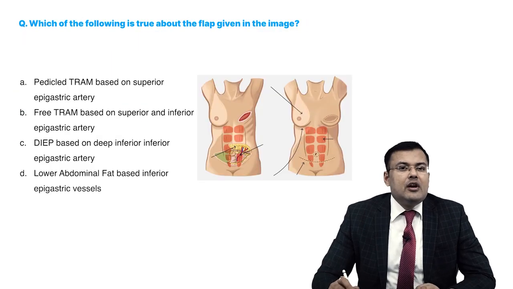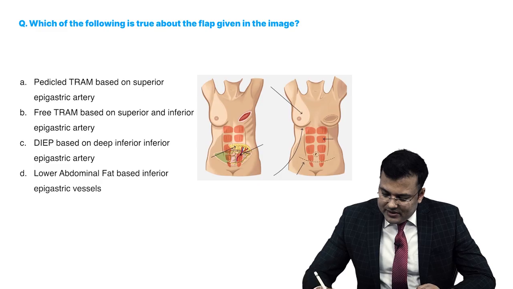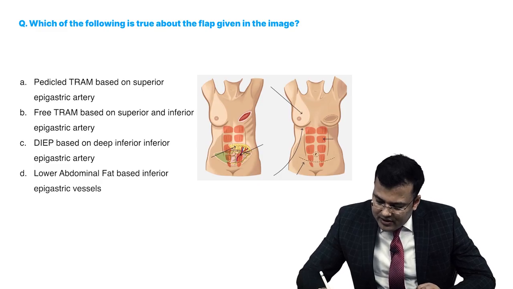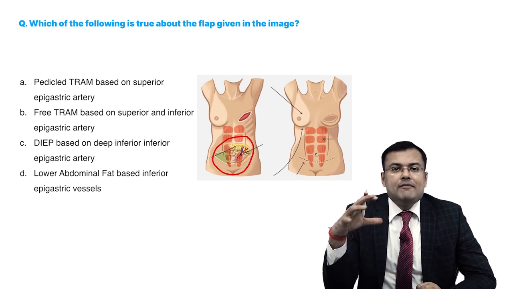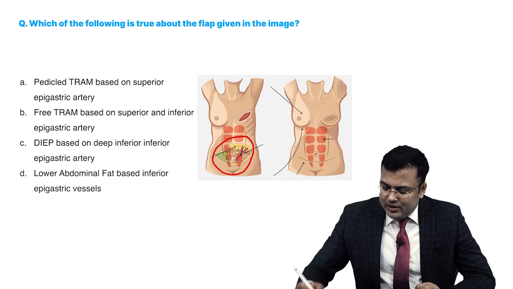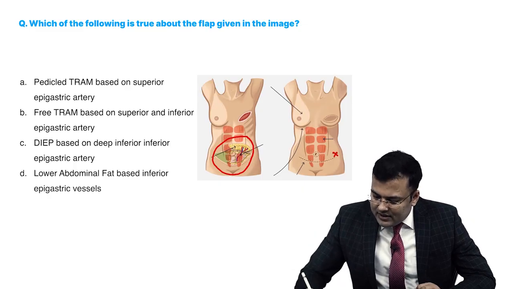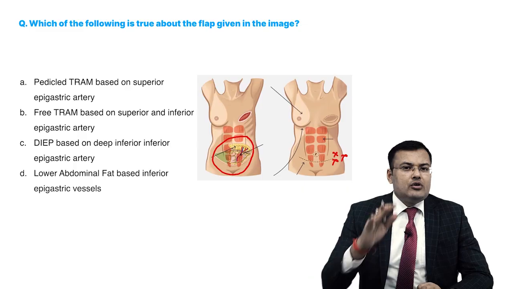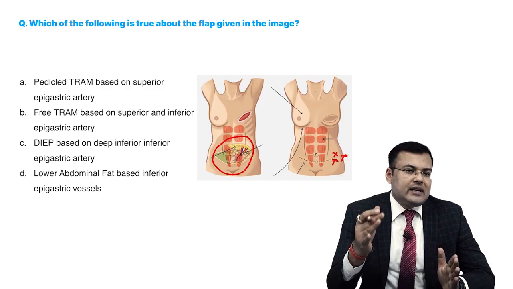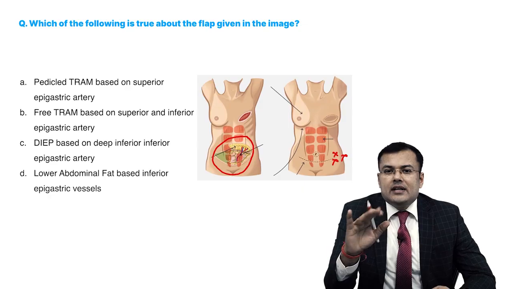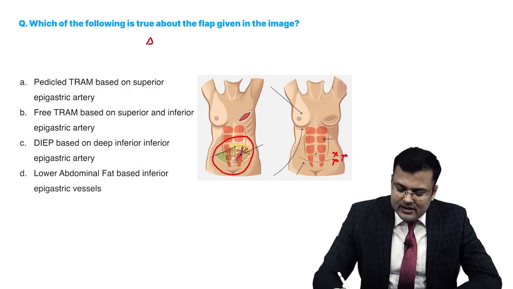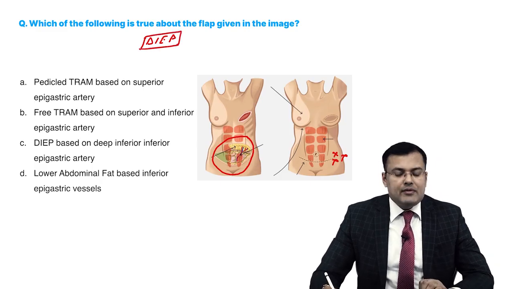Now see this question. Which of the following is true about the given image? Can you see this image? If you see the image, this flap has only skin and fat, and it is based on a perforator. After surgery, you can see muscle is not excised. So it is based on a perforator containing skin and fat only. Muscle is not excised. Most probably this is DIEP flap, deep inferior epigastric artery perforator flap.